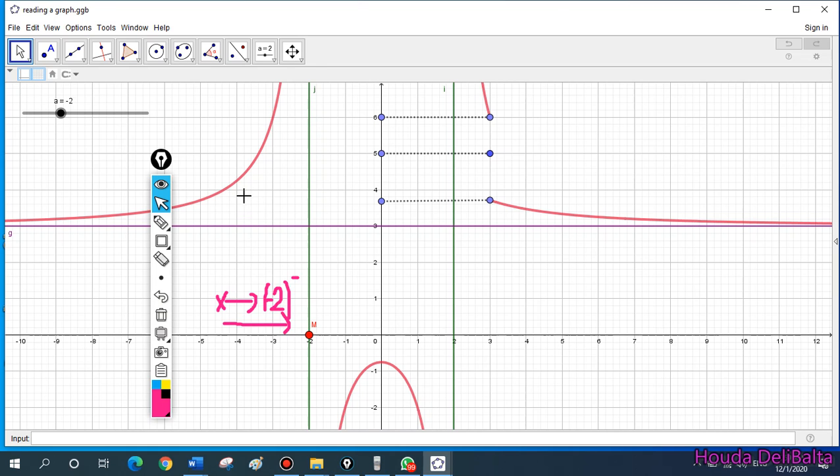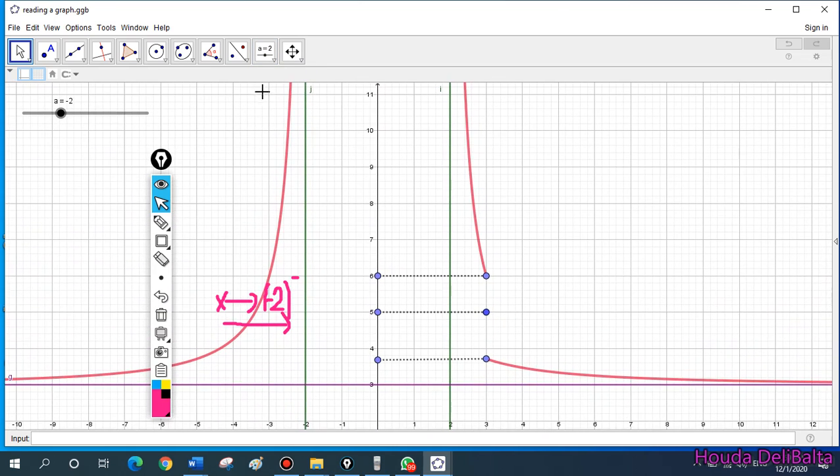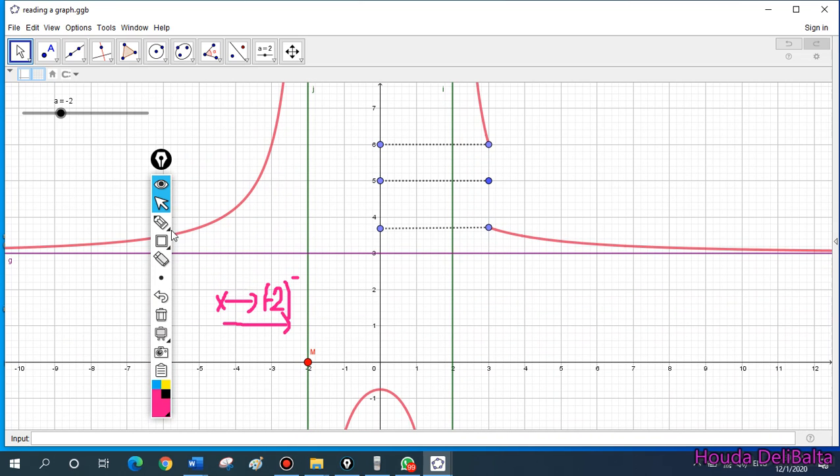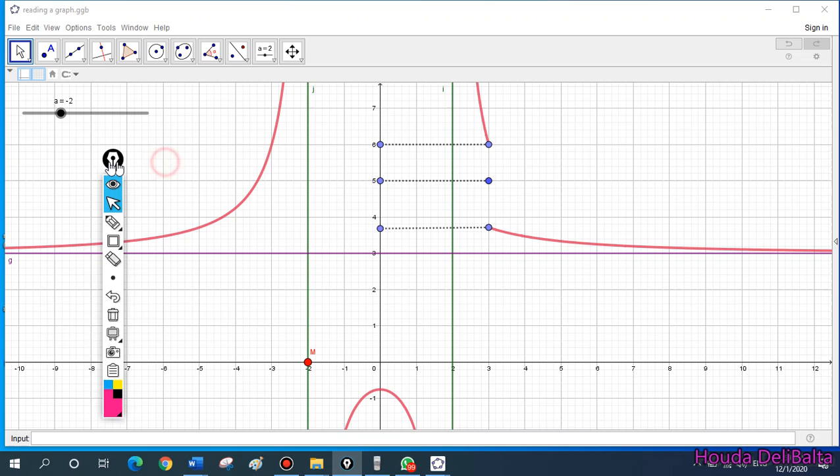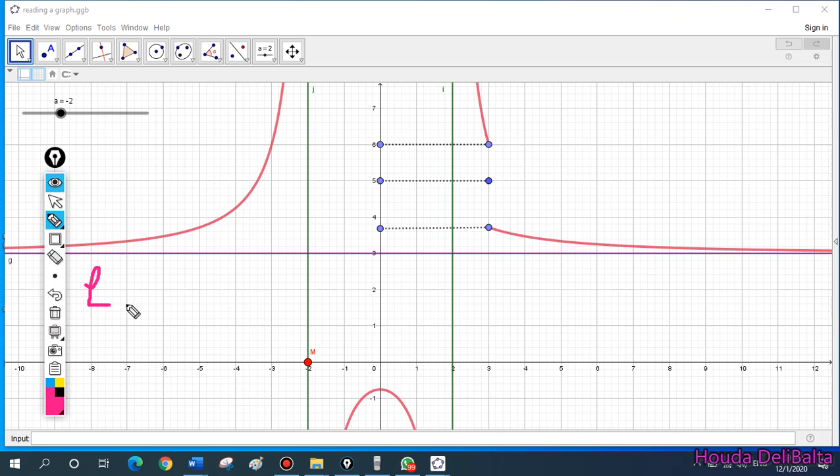As x tends to -2 minus, the curve is going upwards toward plus infinity. So we write that the limit as x tends to -2 minus, from the left we mean, of f of x is equal to plus infinity. Let's study the limit at -2 plus. So as x tends to -2 plus, I mean that way, from the right.